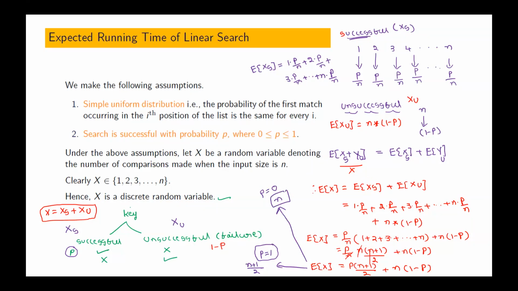Sir, one question, sorry to interrupt. Please tell me. Expected value of X, sir, it is n into 1 minus P. I have understood about expected value of XS, but XU I am not clear. XU has only one value. In the unsuccessful case, only one value occurs; it has no multiple values. The number of comparisons is n, no, brother. In all unsuccessful cases, the expected number of comparisons is only n. Okay. Are you getting it?